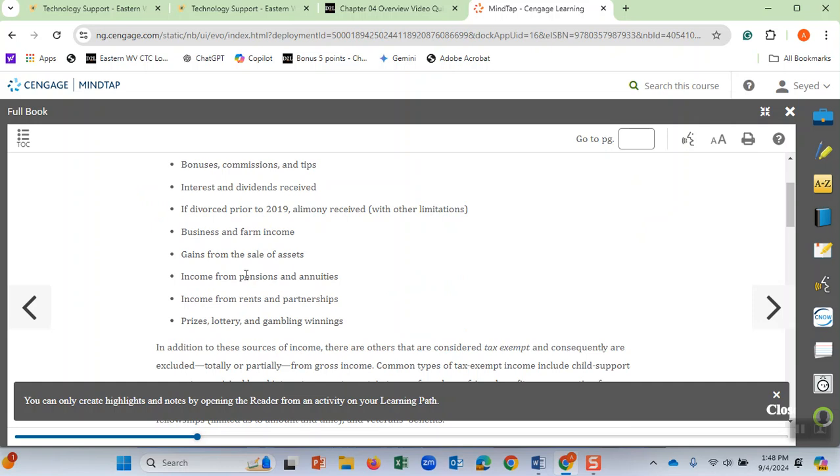And hopefully you understood pensions and annuities and also gambling. You go to Las Vegas and you win $1,000. Although the IRS might not find out that you won $1,000, the legal way is that you go there and you report that you made $1,000, and most likely you have to pay, I don't know how much, $100 the IRS wants from it. And maybe the state of West Virginia, you have to declare it.